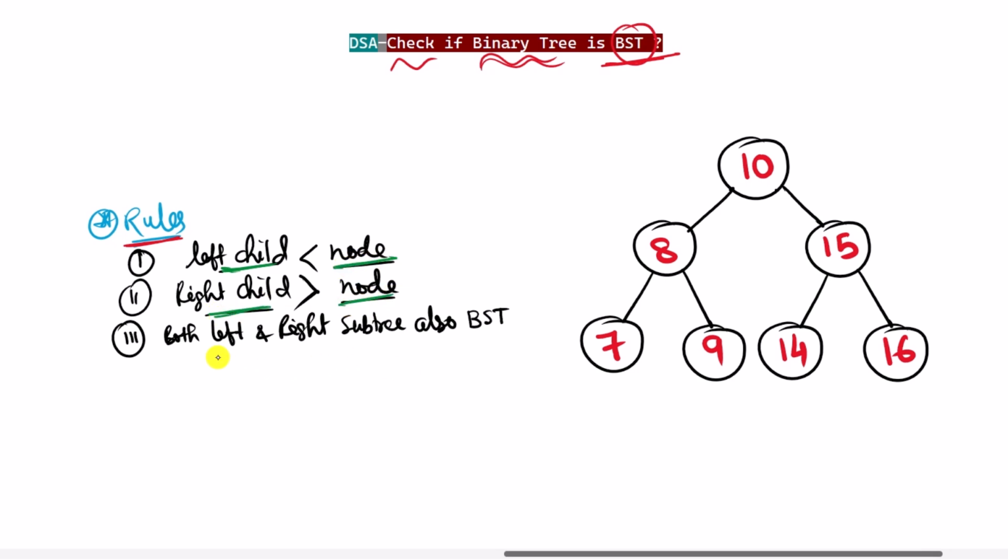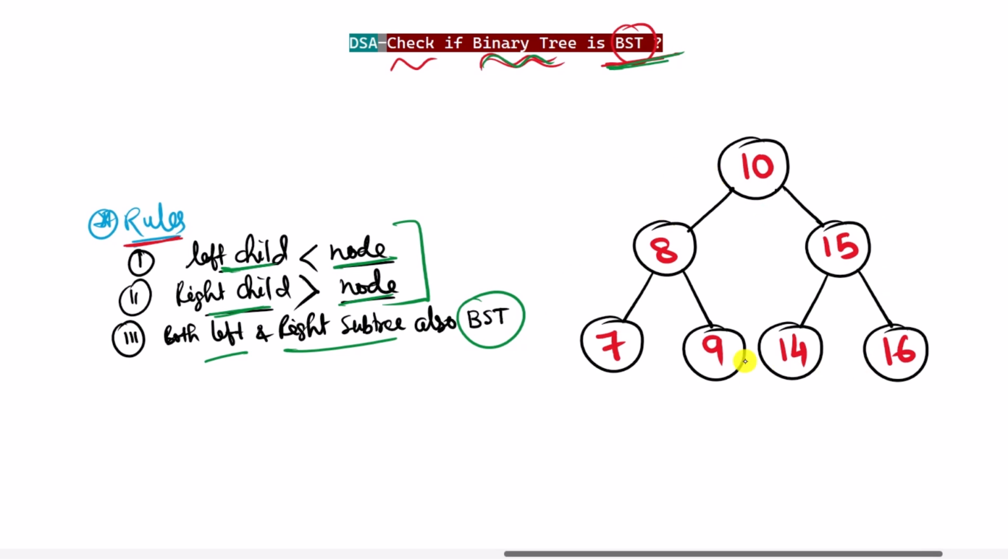And also the left subtree and the right subtree also have to be BSTs. That means they also should follow these two rules. Then only we can call a binary tree a binary search tree. As an example, here we have one tree.